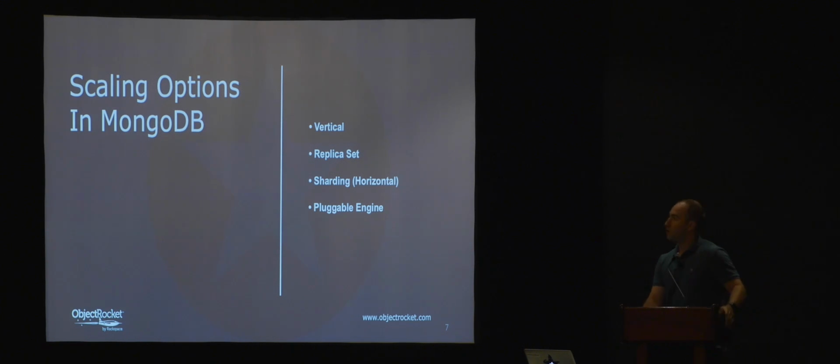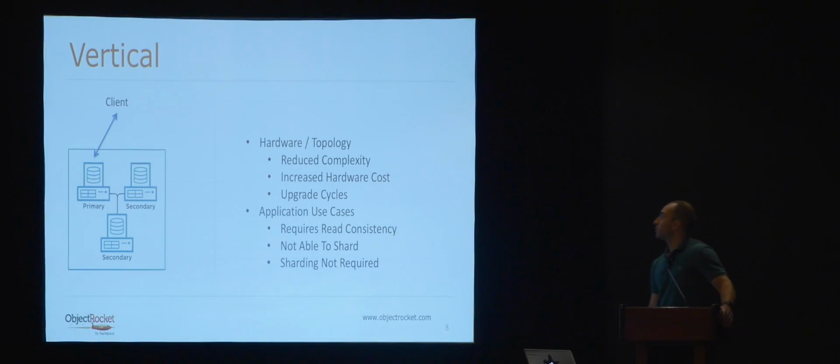MongoDB has a few scaling options, not just up and out. We will talk about these next. So the first one, as mentioned earlier, is vertical. Vertical, again, is just adding more disk, more RAM, more CPU.